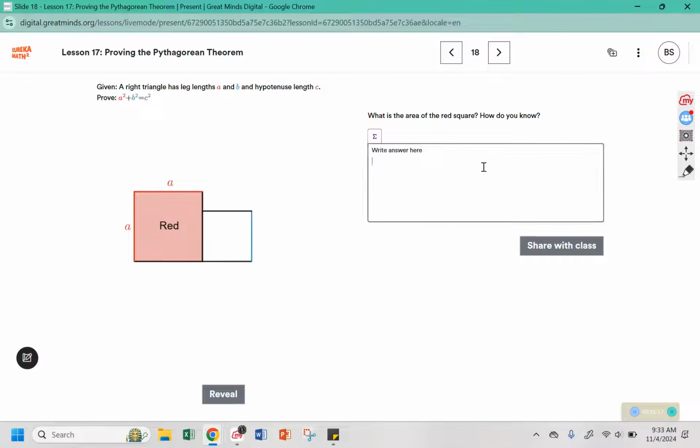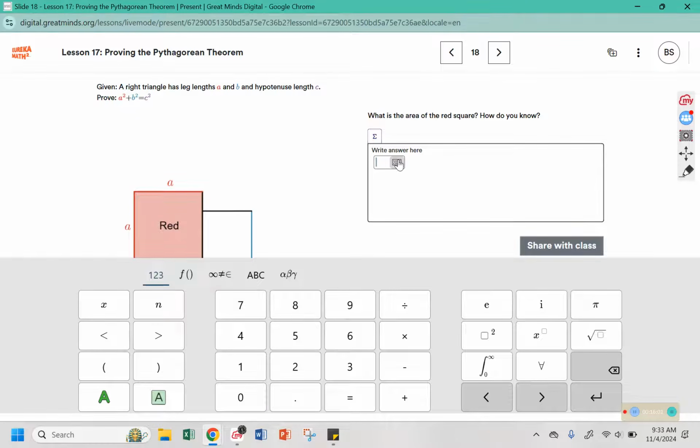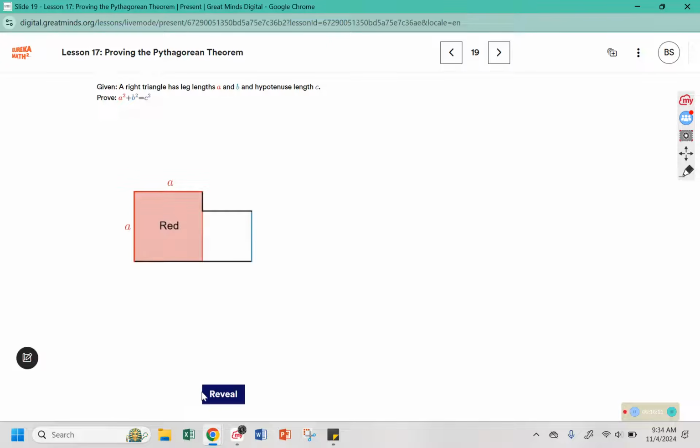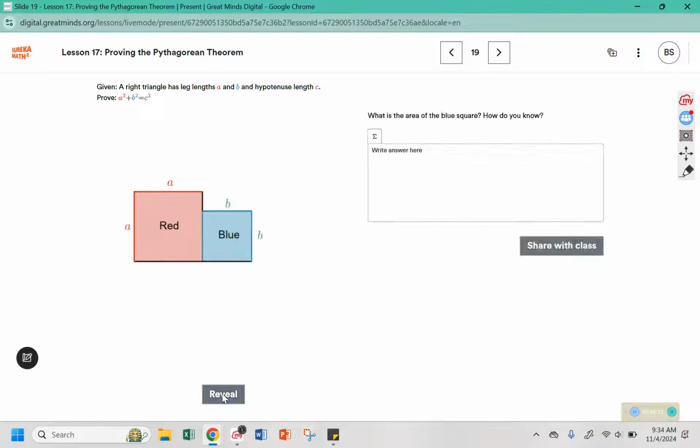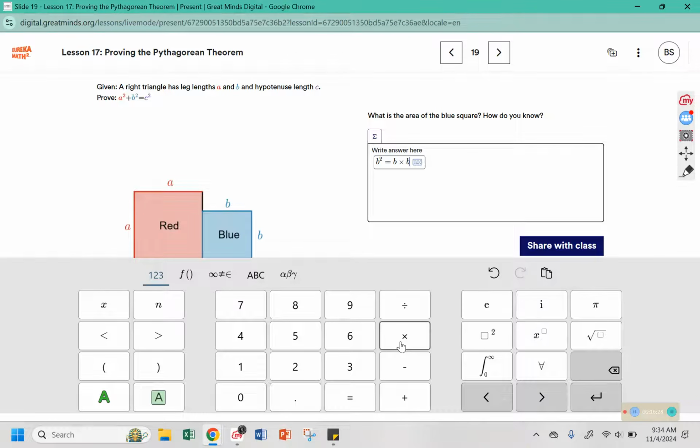What is the area of the red square? It is A squared as well, because A times A, base times height. What is the area of the blue square? That is B squared, because it's equal to B times B, the base times the height.